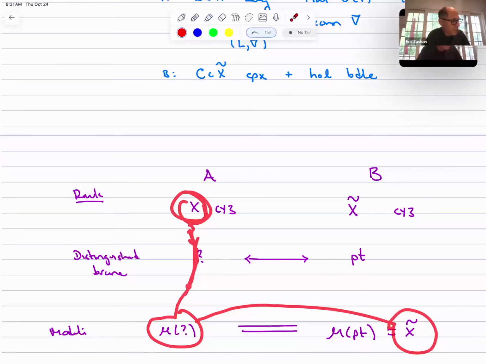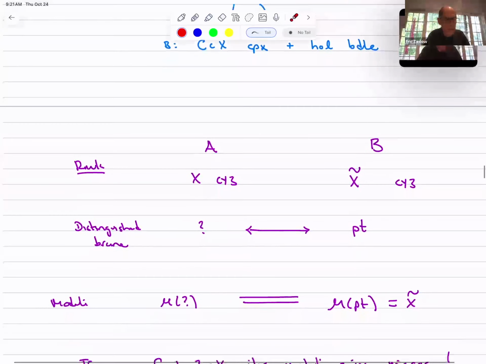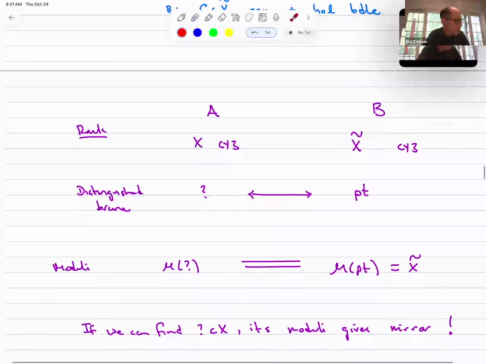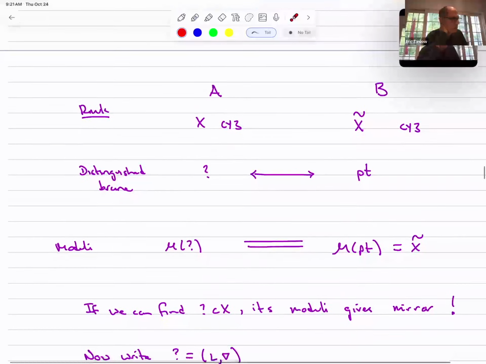X must contain some object mirror to a point, and its moduli space has to be that mirror manifold. That's it. So we immediately pounce upon a geometric construction of the mirror. In fact, if we can find this mystery object, its moduli space gives the mirror.